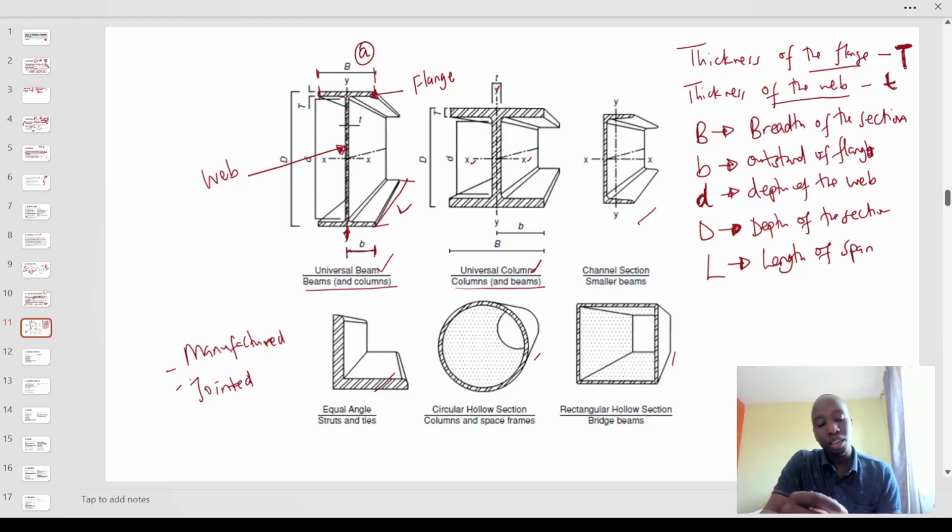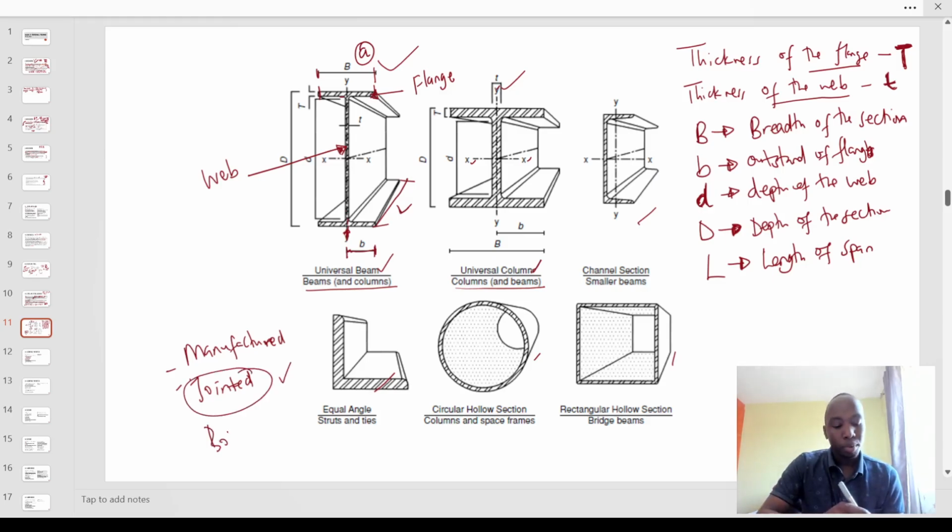We will first need to establish how to design for this, and then design for jointing and bolting. Okay. So we proceed.